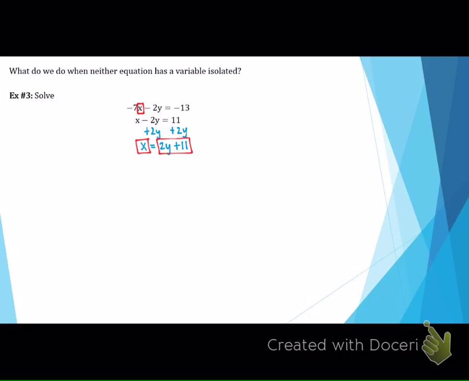So we know that x is the same thing as 2y plus 11. So I can erase my x and replace this with 2y plus 11. So that becomes -7 times (2y plus 11) minus 2y equals -13. So all I did there is I replaced the x with 2y plus 11.